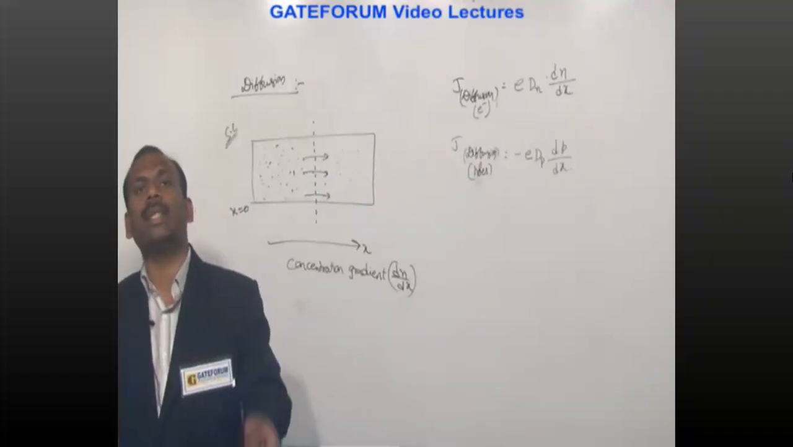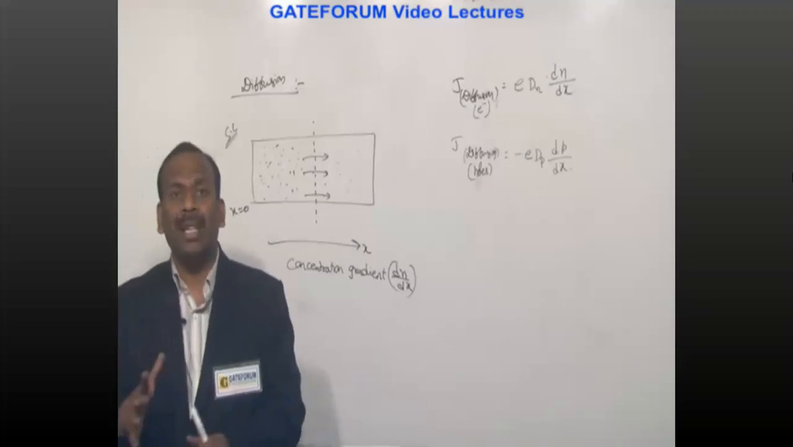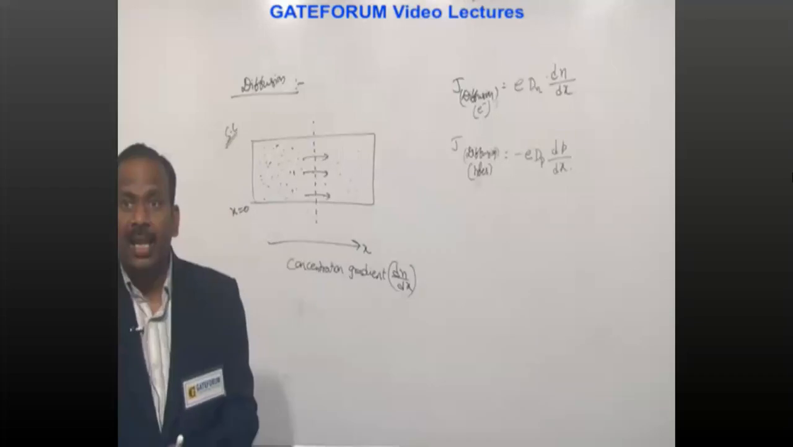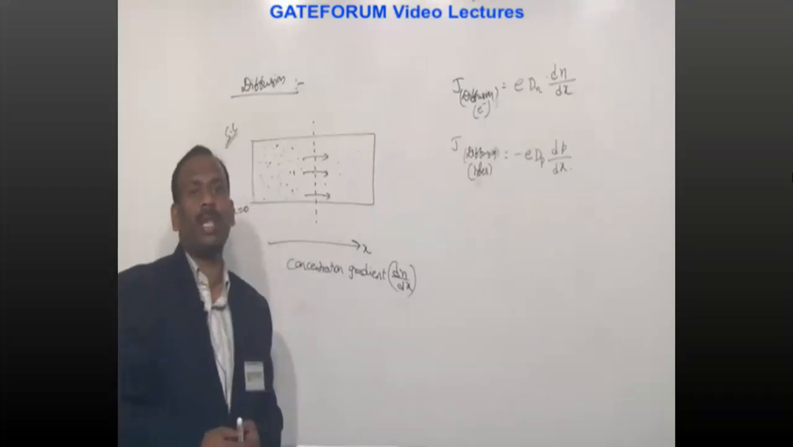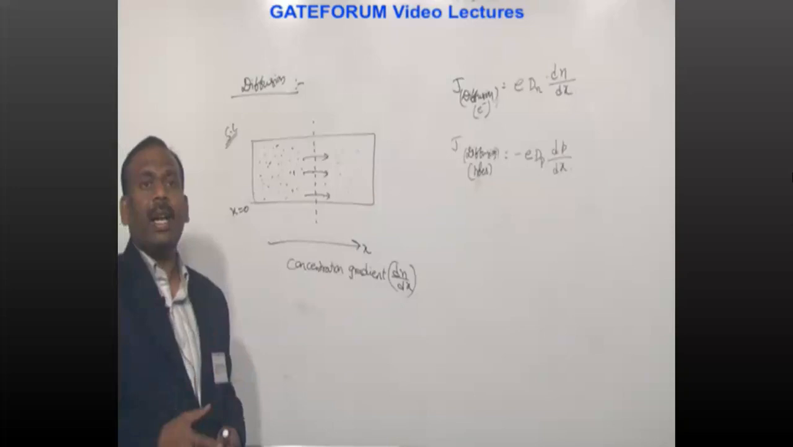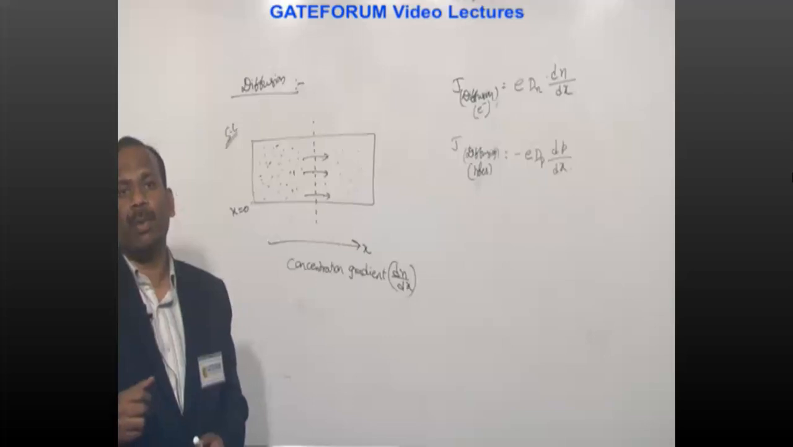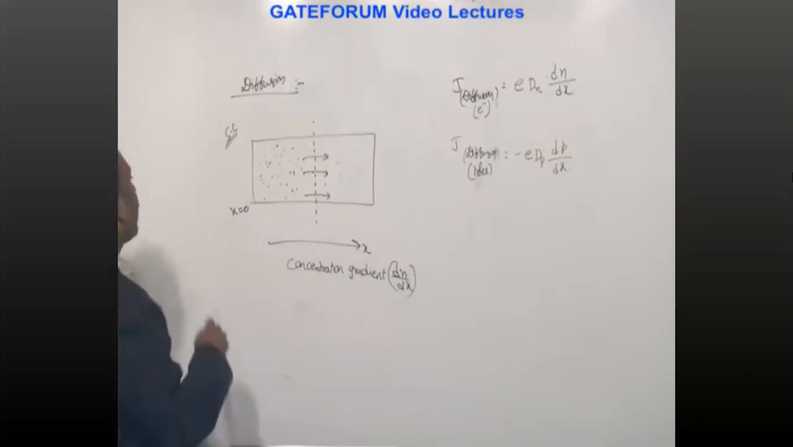For drift to take place, an external electric field is required. In metals only the drift mechanism will be there. In semiconductors both the drift mechanism and the diffusion mechanism will be there. In semiconductors both electrons and holes will be there. In metals or conductors only electrons will be there. Okay, that's the difference between conductors and semiconductors.